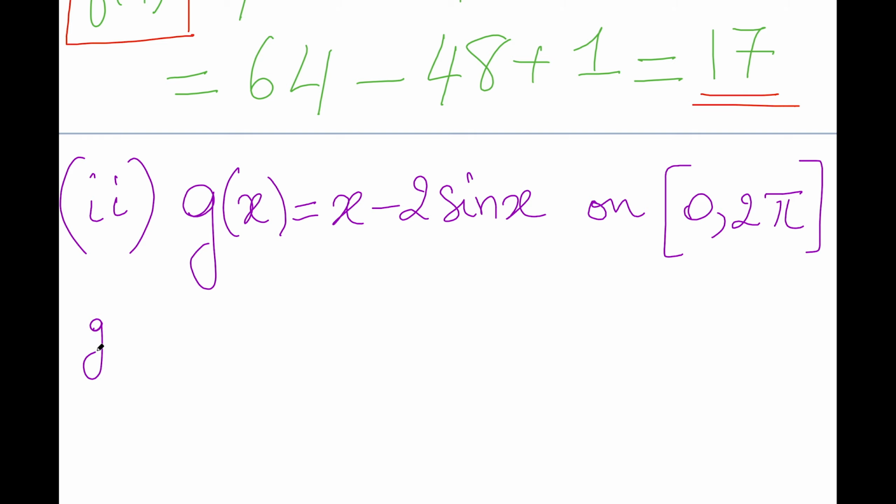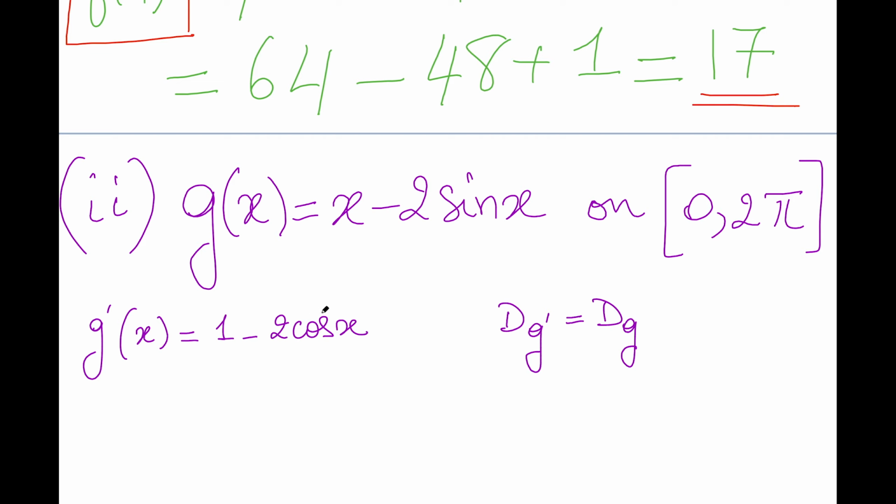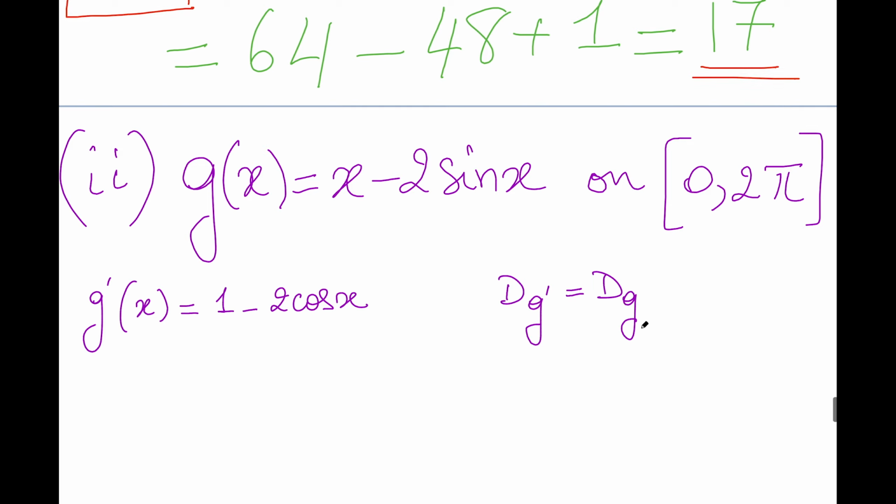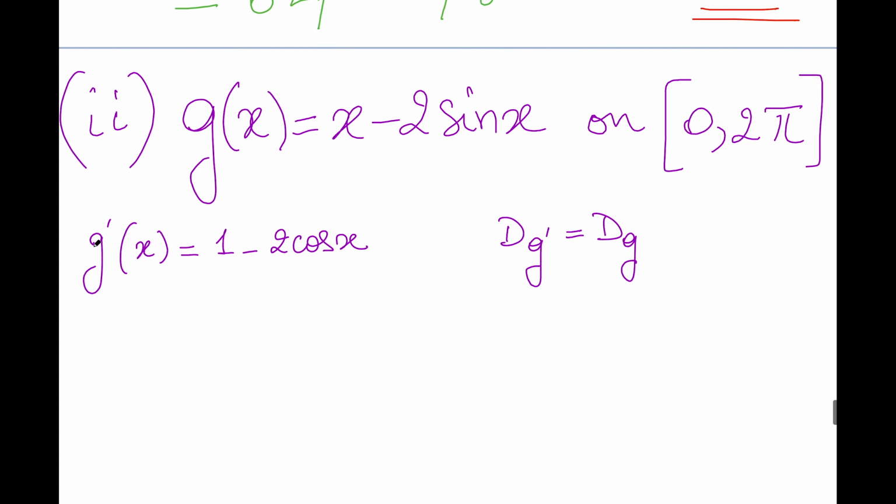Let's find g prime of x. Well, g prime of x is 1 minus 2 cosine of x, right? The derivative of sine is cosine. And the domain of this is the same as the domain of g, right? Because this function cosine is defined for all real numbers, in particular for those where the function g was defined, which means between 0 and 2 pi. And as such, the critical numbers are going to just be those which allow the function g prime to vanish.